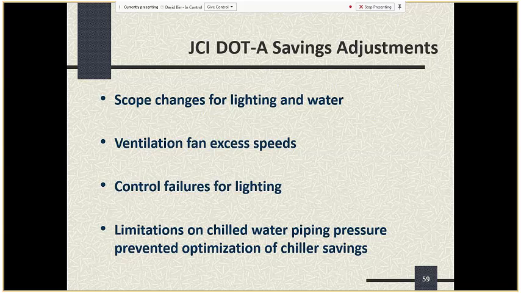And probably one of the more significant savings adjustments was the whole discovery that chilled water piping pressure prevented optimization of the chillers, because you couldn't really have a completely interconnected system until that got dealt with. That's part of a fairly sizable construction that's going on right now to make that happen, so that ultimately you can run more sophisticated optimization strategies for the set of chillers.